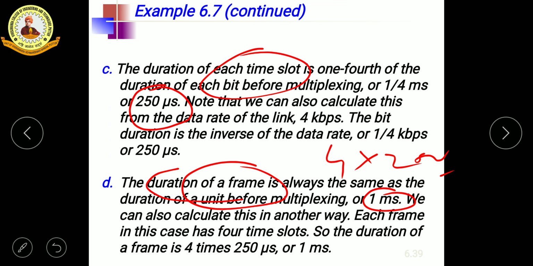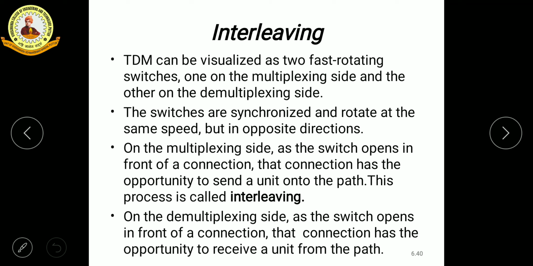That is the duration of a frame. Okay, I think you have understood. I'll move to the next concept. Next concept is interleaving. So TDM can be visualized as 2 fast rotating switches.